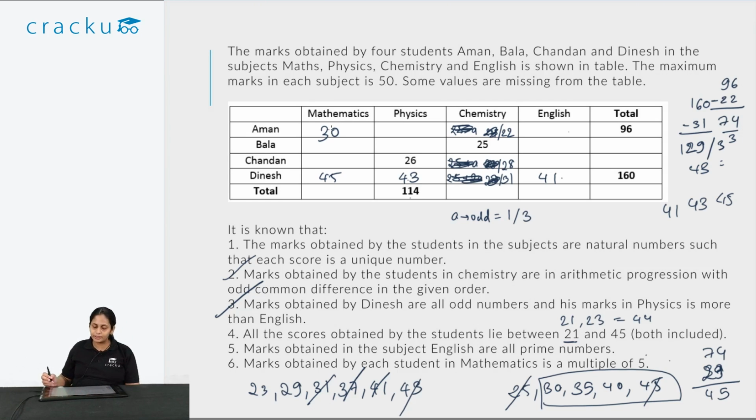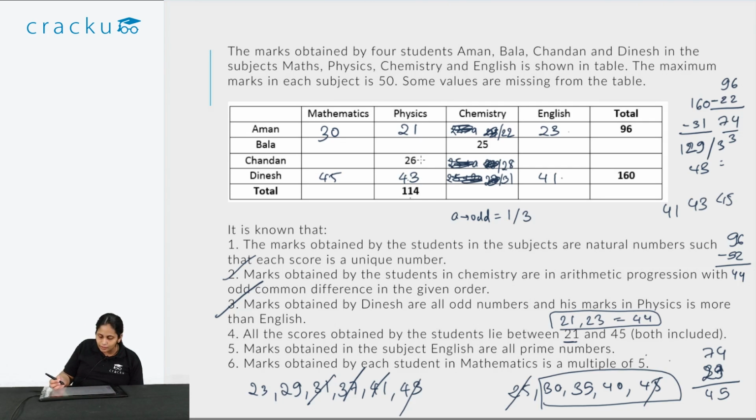Now if this is 30, what is the sum of the remaining two parts? So this is 52. 96 minus 52 gives me 44, and 44 is only possible with 21 and 23, as we saw. So one of these two is 21, the other is 23. Now we need a prime number for English, so English has to be 23 and this has to be 21. Now I have filled this and I have the column total, so I can fill in the remaining value.